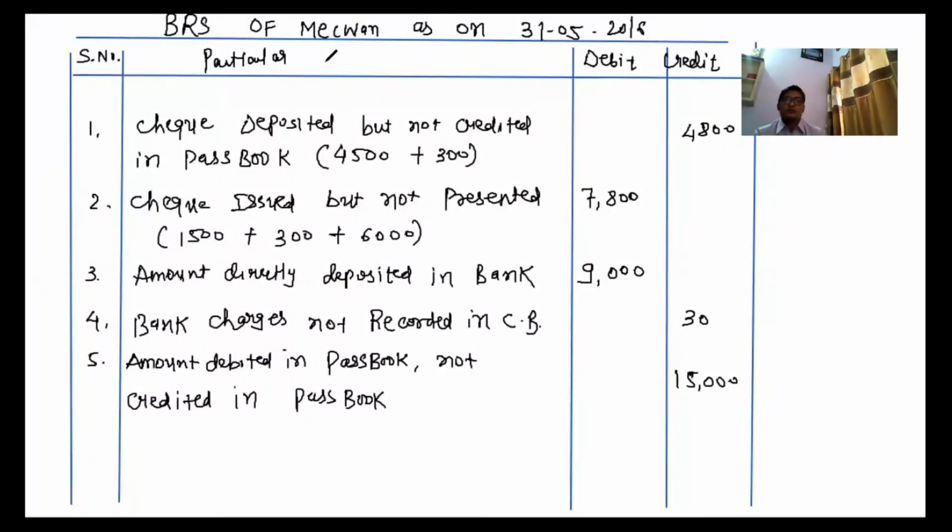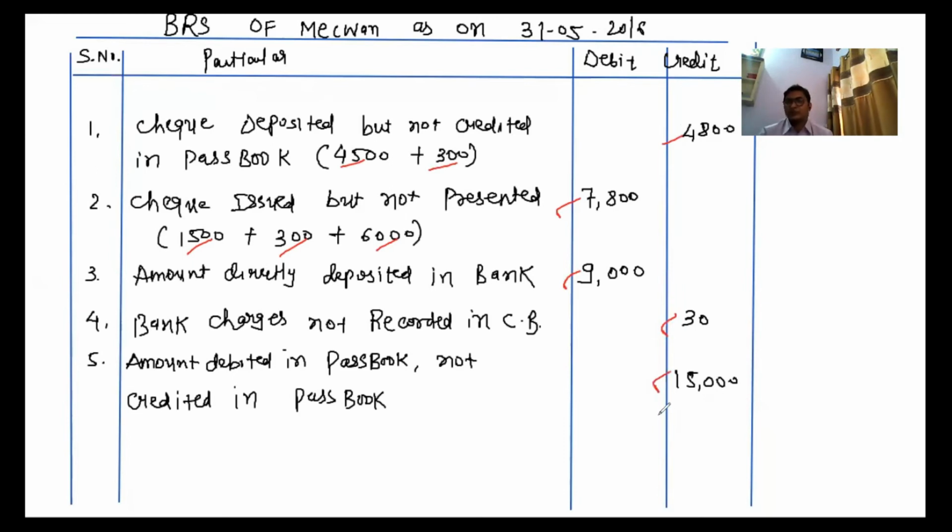Now you can see on the screen that I have prepared the bank reconciliation statement as on 31st May 2016. Here there are a total of 8 entries that I mentioned earlier: 1, 2 on the credit side, 3, 4, 5 on the debit side, 6, 7, and 8. Finally, these 8 entries you can see on the screen.